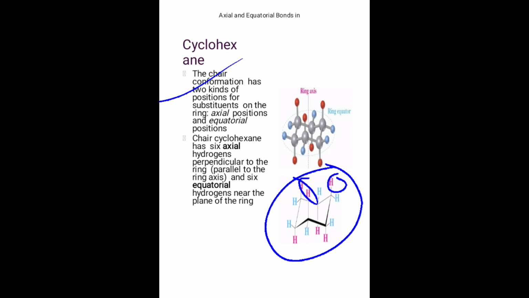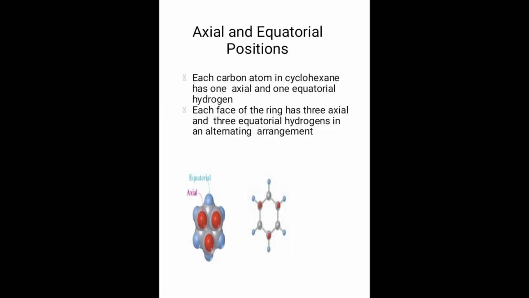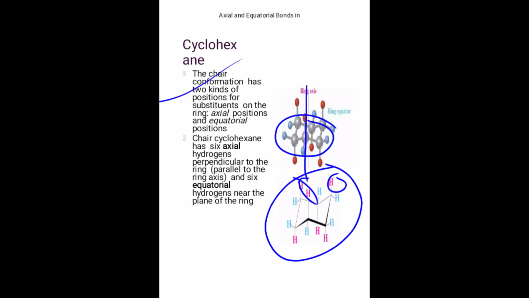So that is the chair conformation of the cyclohexane. This is the ring axis, this is the ring equatorial. The pink ones are the axial position, and the blue color hydrogen atoms are the equatorial hydrogen atoms. In this way you can draw the conformation of the cyclohexane.